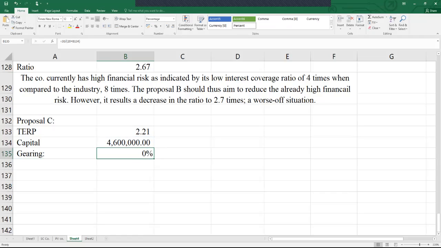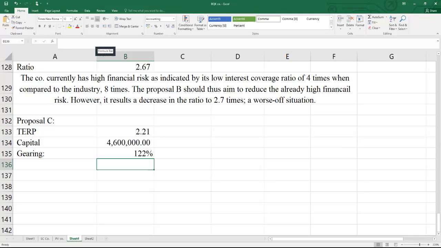What does that mean? Oh, this is 4.6 million. Let me simply adjust here. Well, this is, for me, just 4 million. 4.6. Here, therefore, 122%. Is that clear?